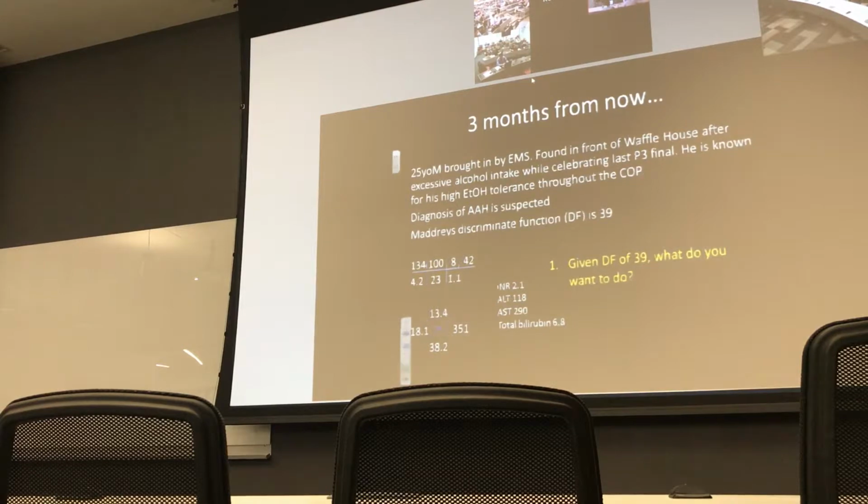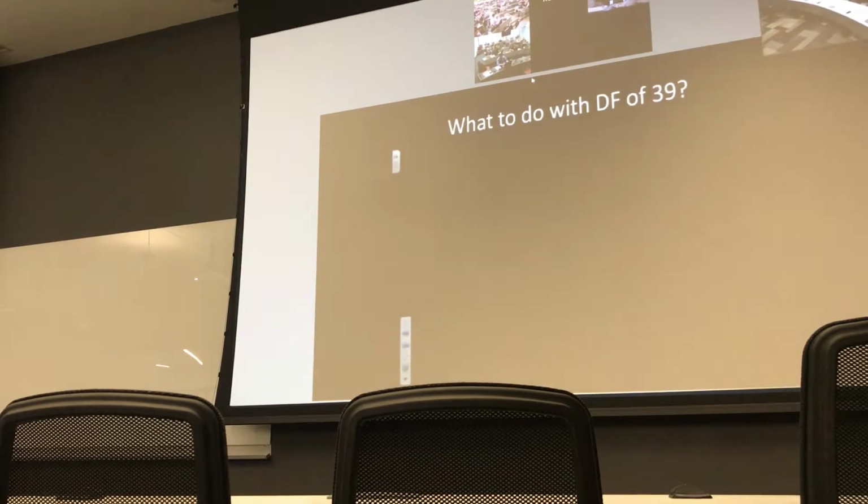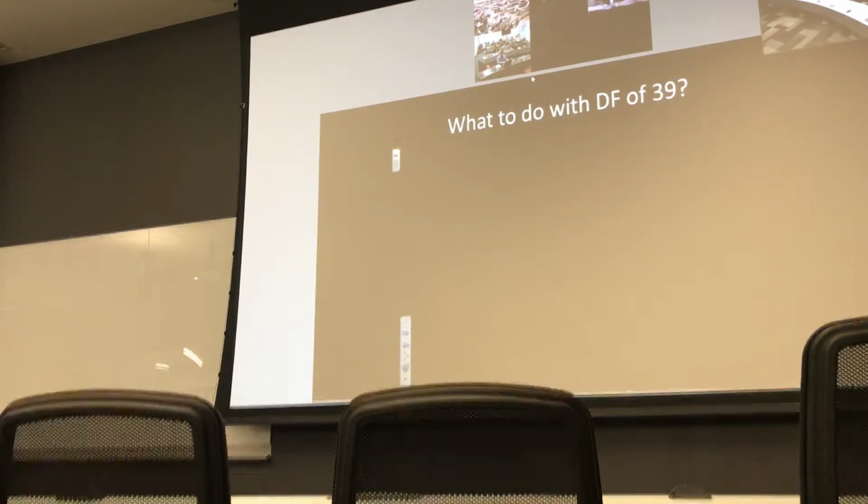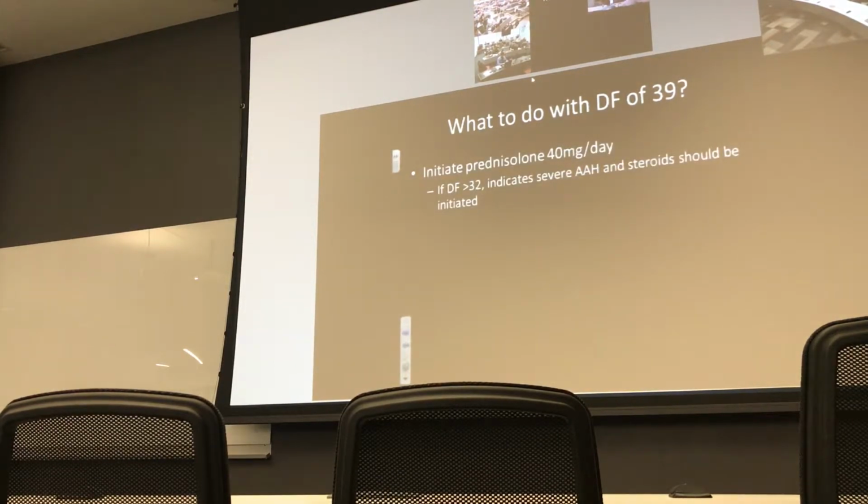So group 15, what do you want to do? Start prednisolone. Sir, because his score is greater than 32, our group decided to give him some prednisone. Okay, prednisolone. Yeah, so if it's over 32, it says that you should start steroids.